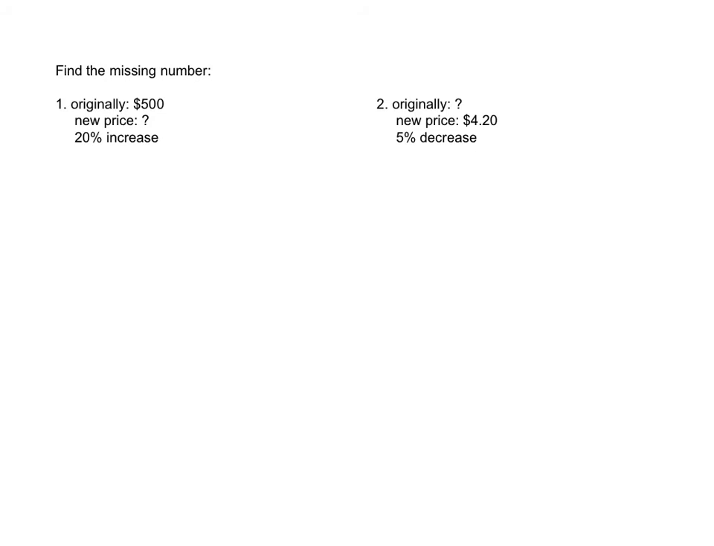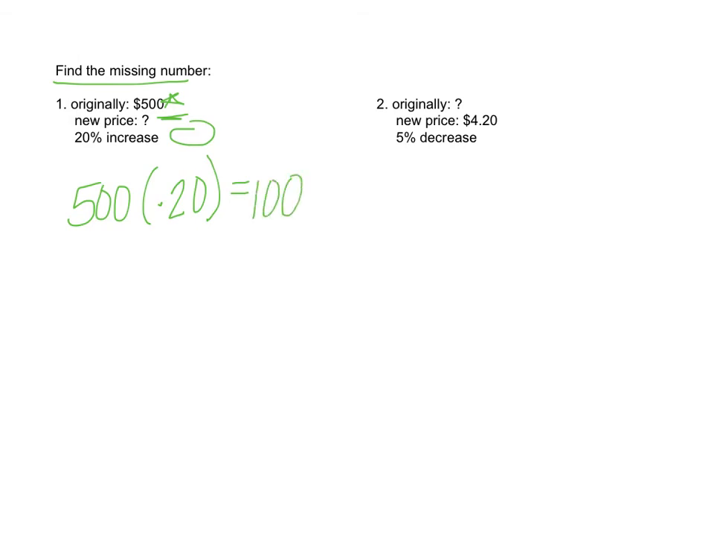Alright, let's try these last two problems, and you are going to have problems very similar to this on your homework tomorrow, so make sure that you understand these. It says to find the missing number. So they're giving you your original price is $500. They don't know what the new price is, but there's a 20% increase. So just like we were doing in the last one, we can do 500 times our percent, which as a decimal is 0.2. And when you do that, you get 100. So there's an increase, so we're going to have to add $100. So our new price is $600.